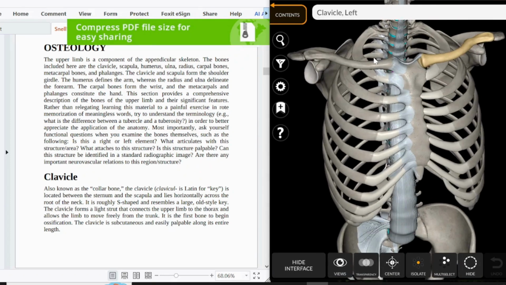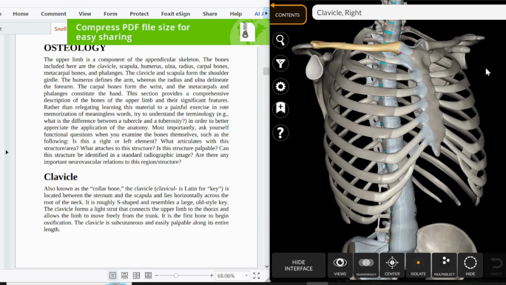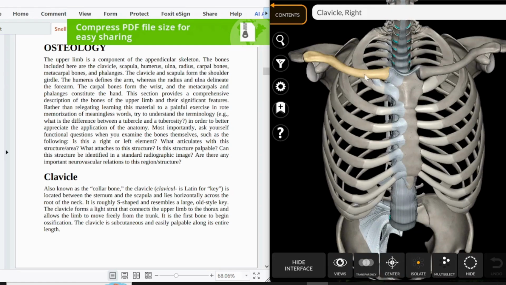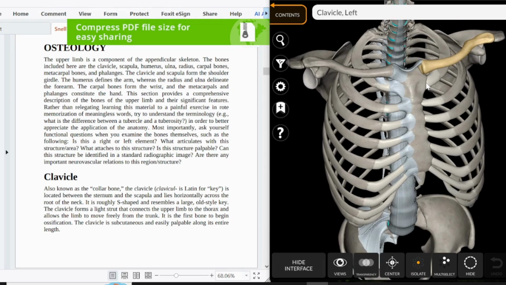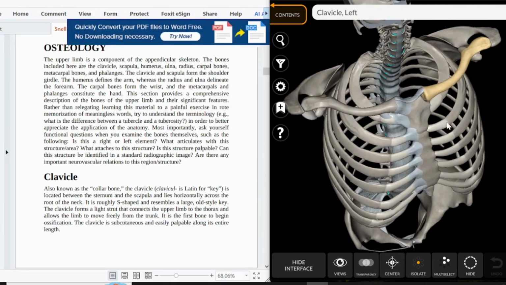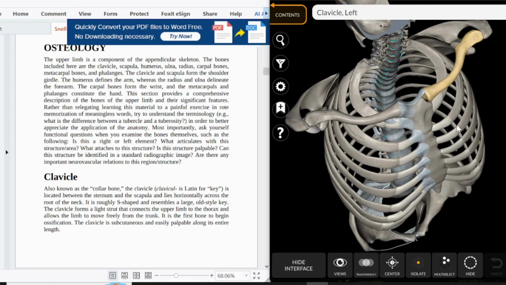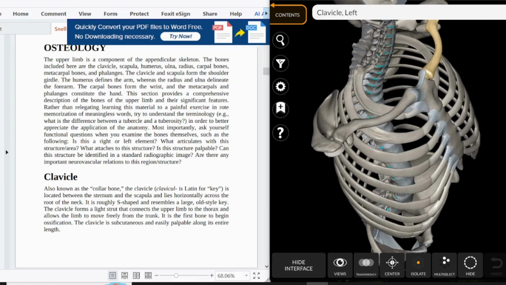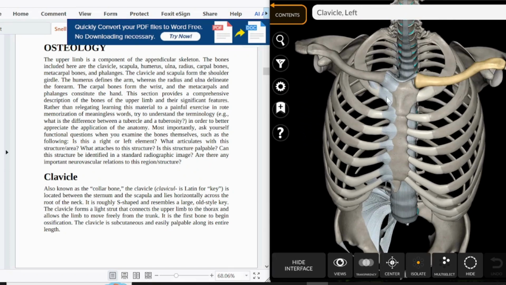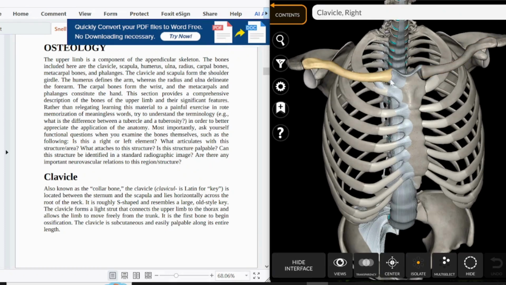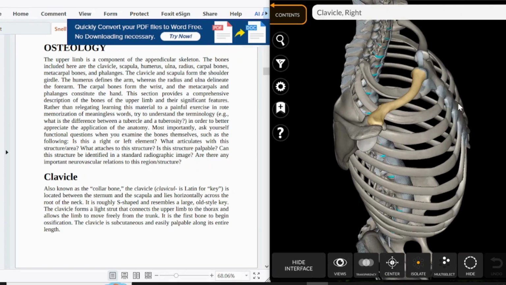It is usually studied with the upper limb and it lies just above your thoracic cage. You see, this is your right clavicle and this is your left clavicle. The first question that arises is, how would you determine the side of the clavicle? Which side clavicle is this? If an examiner hands you over a single clavicle, how would you know which side it is?